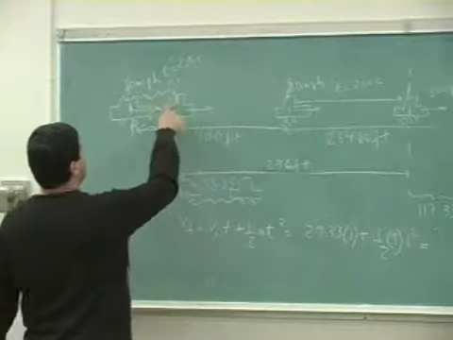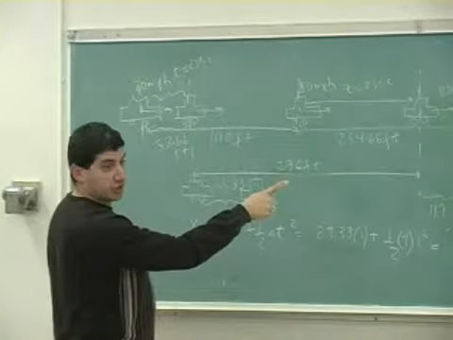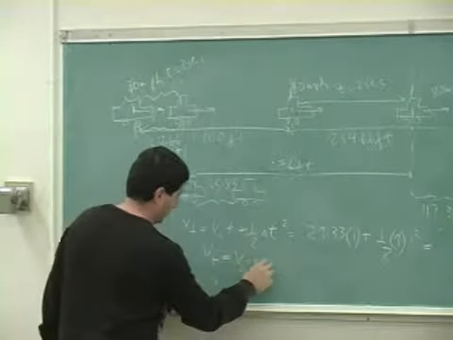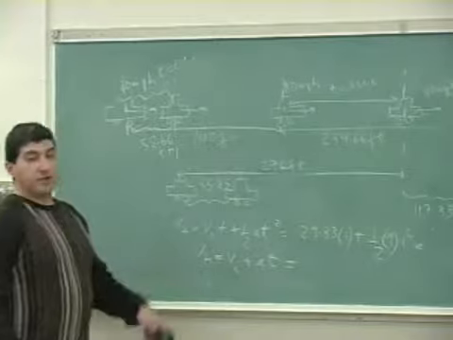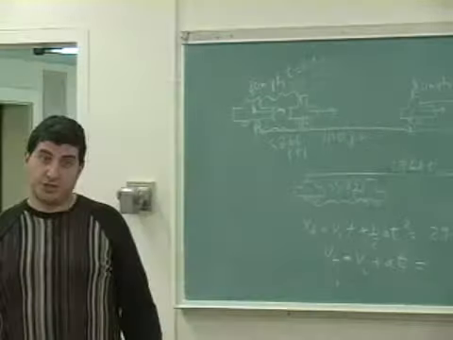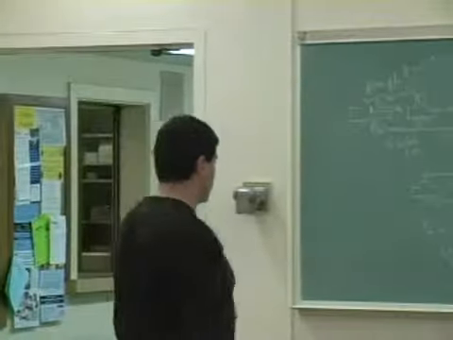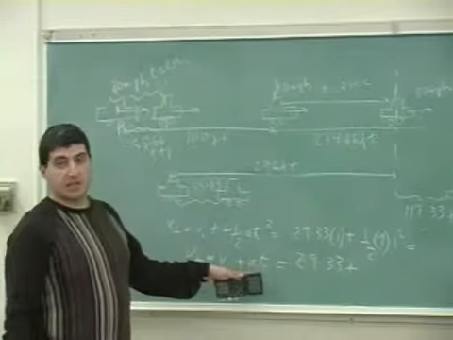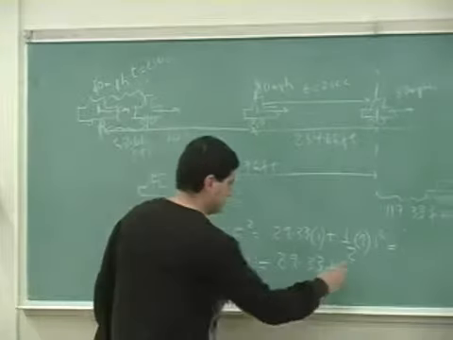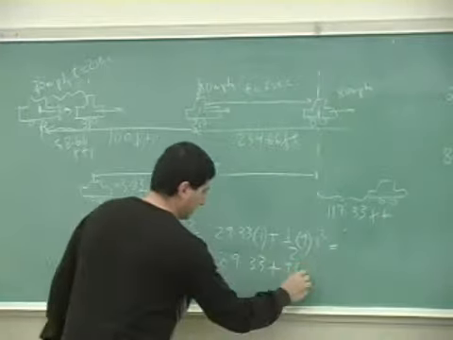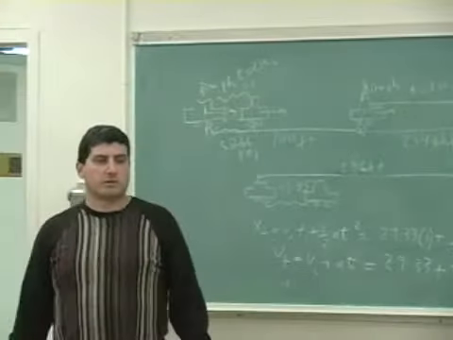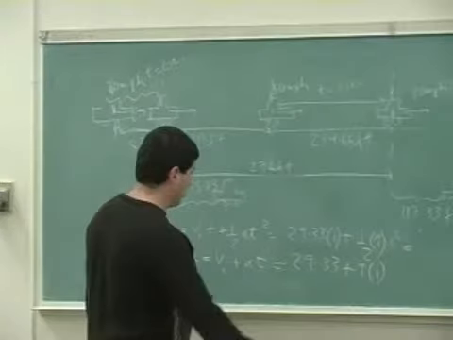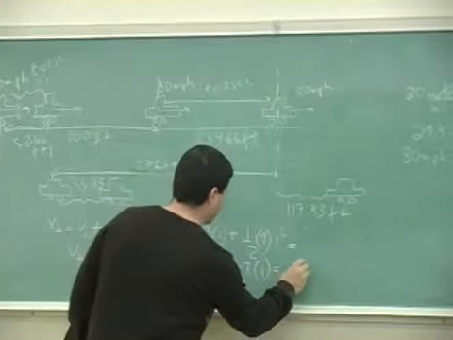I know that their initial velocity was 29.33. So their final velocity at the end of 1 second is what? V initial plus AT. V initial is 29.33 plus A is 9 and T is 1. So at the end of that 1 second, the police has already sped up. They're going at 38.33.